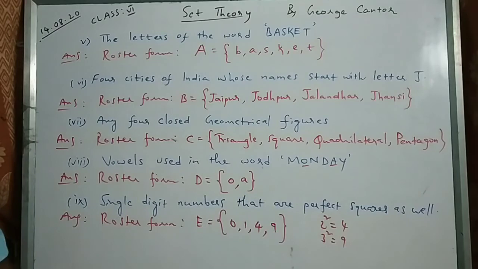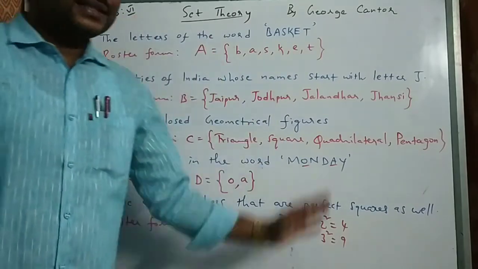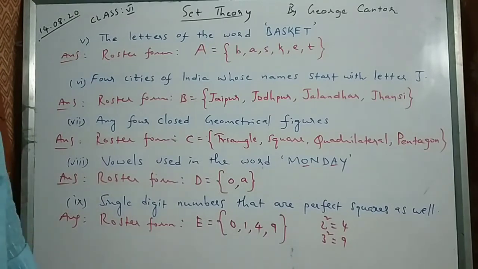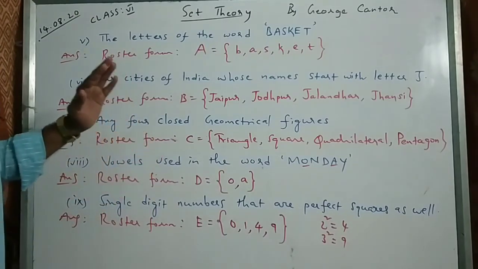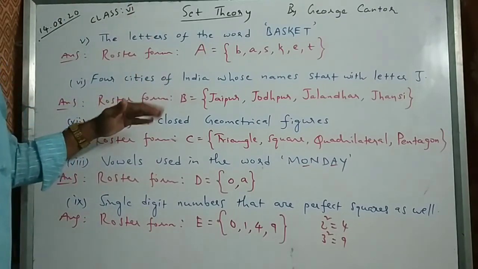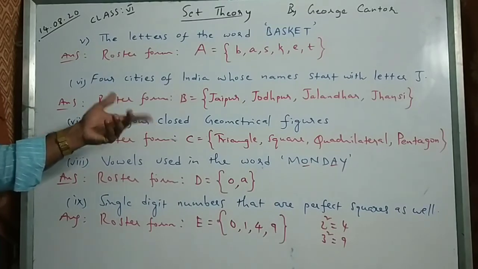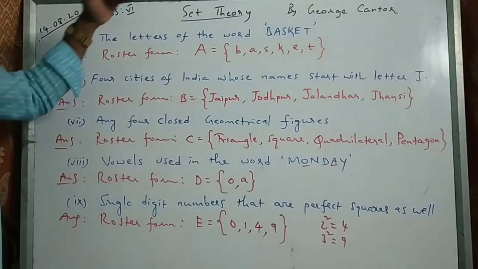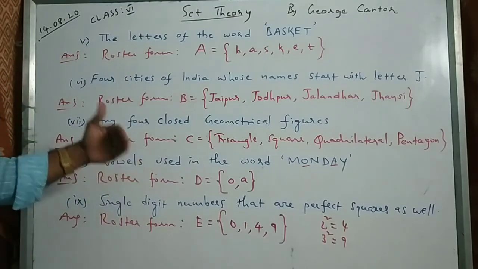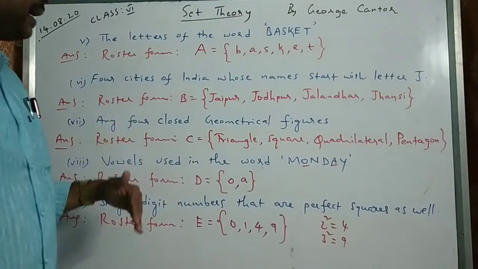So when the description form is given, we can write them in the roster form. Hope it is clear. So in the next class I will tell you set builder form or rule form. So description form, roster form, set builder form or rule form. Okay, be ready. Thank you.